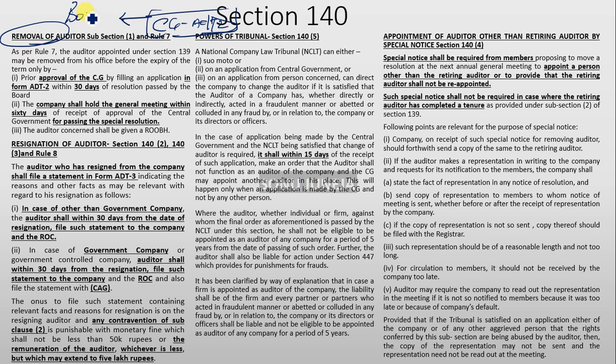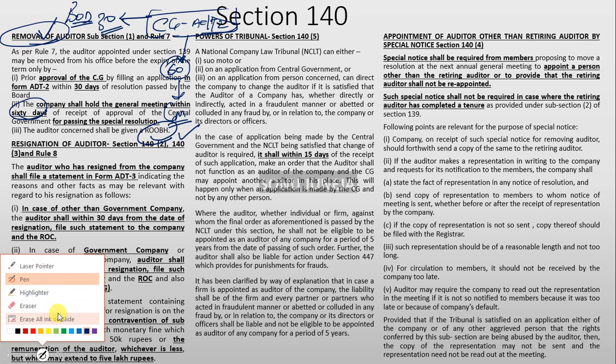So prior board meeting, the resolution is required to be passed for the removal of auditor within 30 days. Then file an application with central government, and in a further 60 days hold a general meeting, and in the general meeting for the removal of auditor, the auditor will be given a reasonable opportunity of being heard. So this was subsection 1.